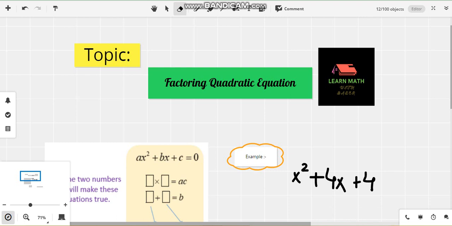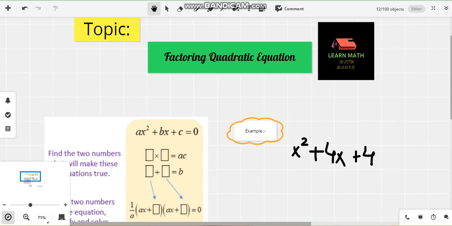Today in this video I'm going to discuss how to solve a quadratic equation by factoring and what its rules are. In this video I will discuss how you will factor the quadratic equation when the a value is 1. We will use the product-sum rule here.